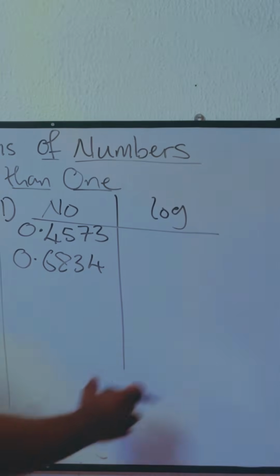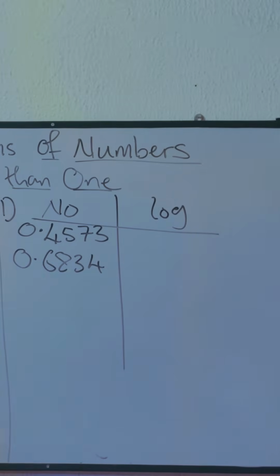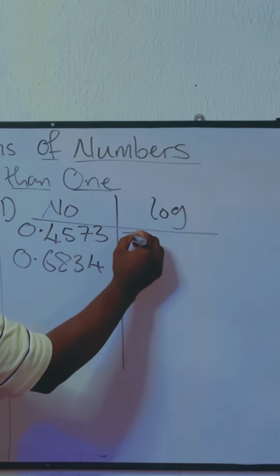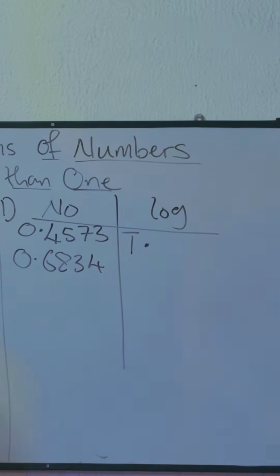Then we add the powers because multiplication signifies addition. So what's the logarithm of 0.4573? We go to our calculator. Our first step, how many leading zeros are here? Just one. So we have bar 1 point. So we are now looking for the logarithm of 4.573.